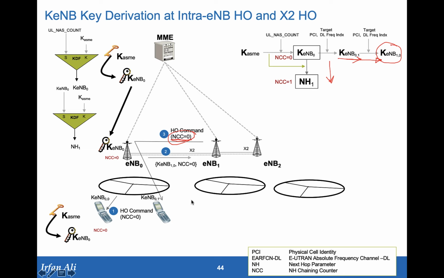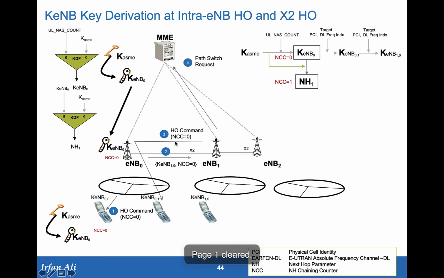So based on this NCC, the mobile goes ahead and moves into the target cell with this handover command. It is also given some parameters of the target cell. It derives KeNB10 by doing horizontal key derivation based on the target PCI and downlink frequency index. And during the X2 handover procedure, first the communication happens over the X2 interface, and then this target eNodeB asks for a path switch request to the MME to change the path from the source eNodeB to the target eNodeB with the serving gateway, which we aren't showing in this figure.